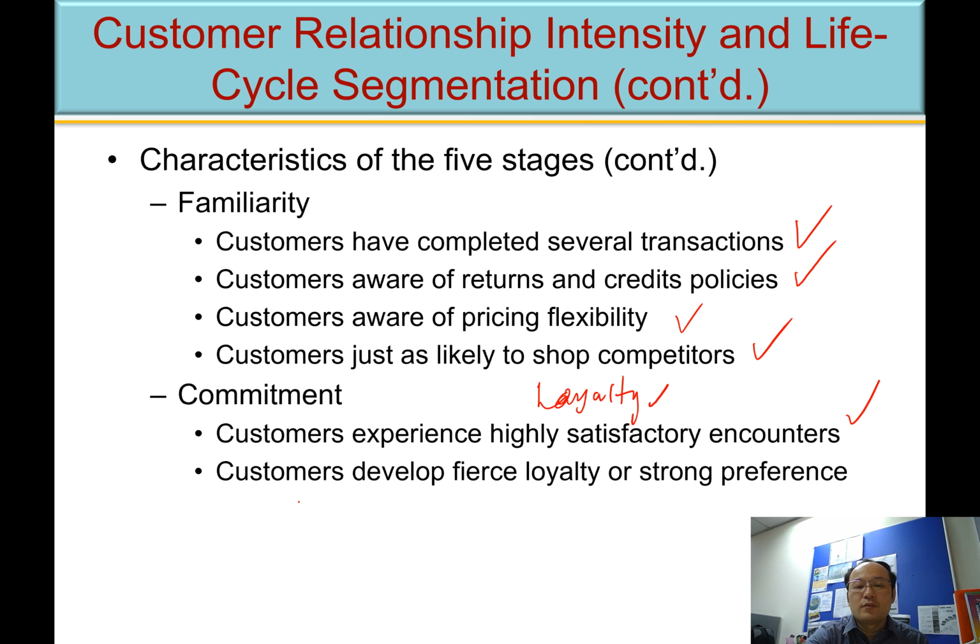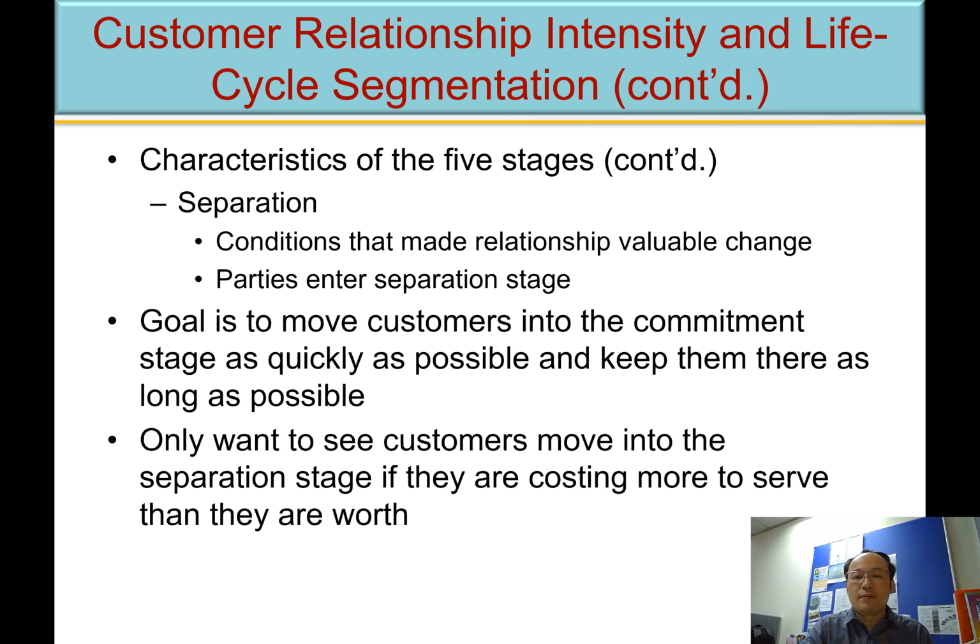The customer develops fierce loyalty or a strong preference. So yes, I want to buy. Which one? Nike. That is a commitment, they will come back again and again. Separation: various kinds of separation are conditions that make the relationship change in value. A party enters the separation stage, for example, when advertisements no longer target a certain group of consumers.